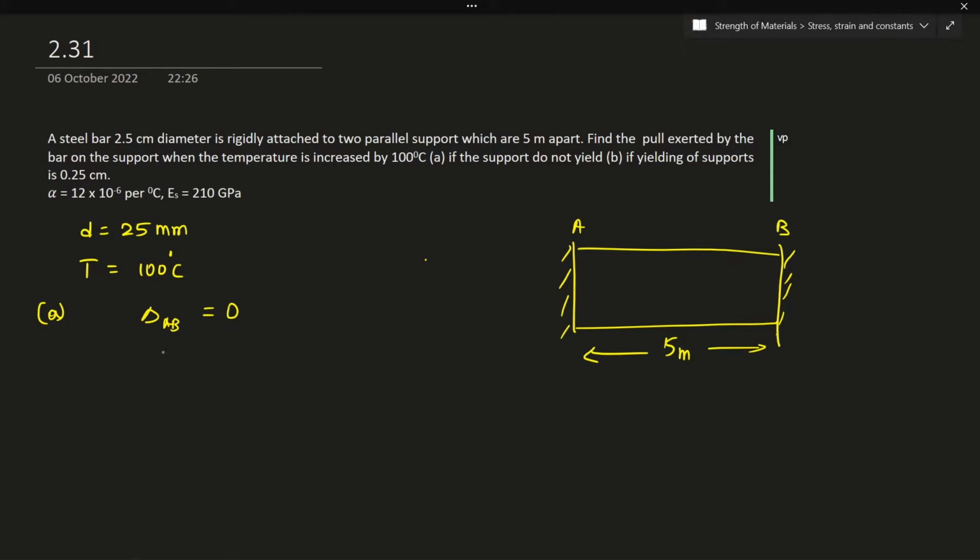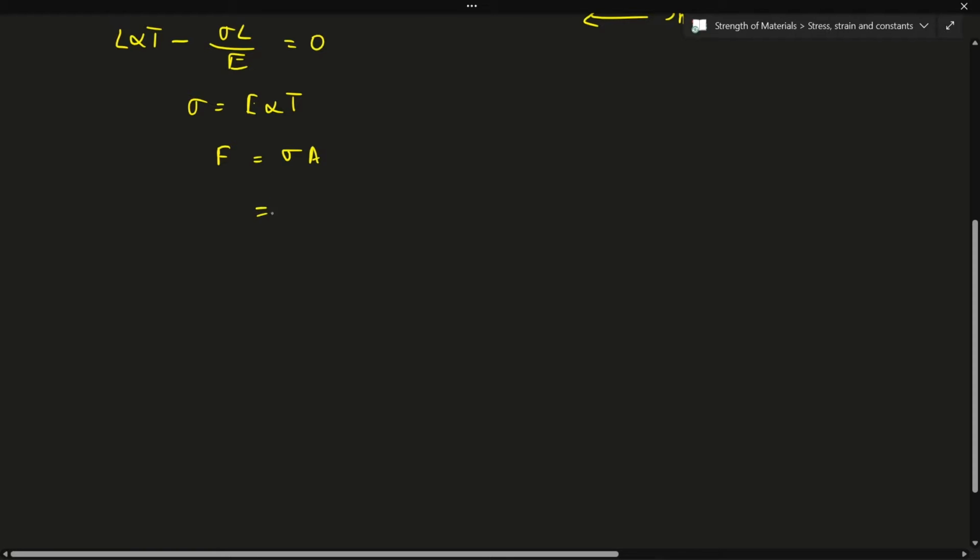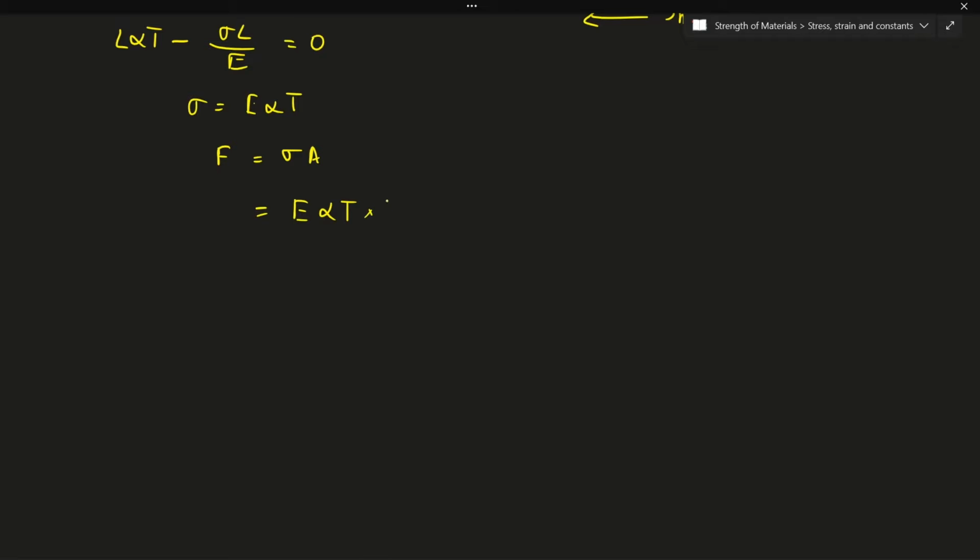Right, so delta AB is again given by L alpha T minus sigma L by E, and that would be equal to 0. Now sigma is given by E alpha T. I can directly find out F, right? F is given by sigma into area. So I'll substitute the value for sigma, that is nothing but E alpha T into A.